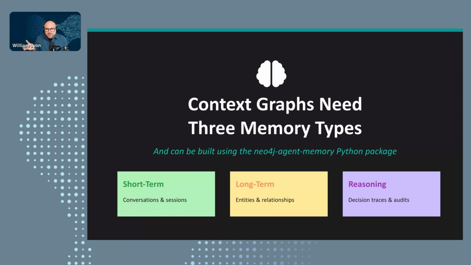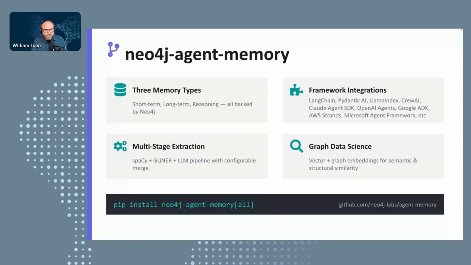And this is largely based on the Neo4j agent memory Python package, which exposes short-term, long-term, and reasoning memory. So there's an important observation that context graphs need three types of memory. When we're talking about agent memory, oftentimes we're thinking about preferences, or we're thinking about conversations, but reasoning, the decision traces, these are also an important part of agent memory. Sometimes this is called procedural memory or experiential memory, things like that.